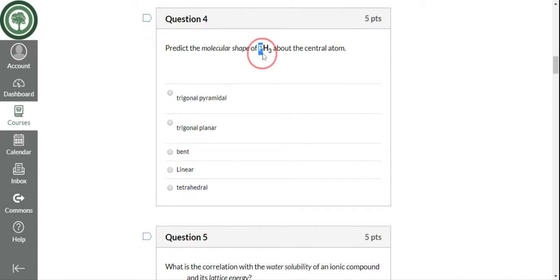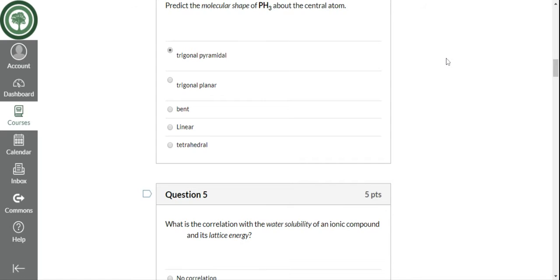PH3, phosphorus has 3 things attached. So if there's 3 things attached, again, you can already expect it to be trigonal something. But because phosphorus, if you draw a Lewis structure, has a non-bonding pair, it makes a pyramidal shape as opposed to a planar.